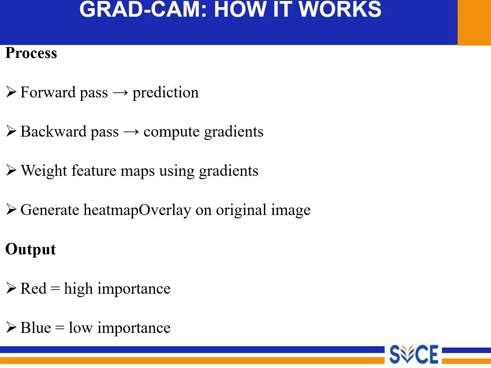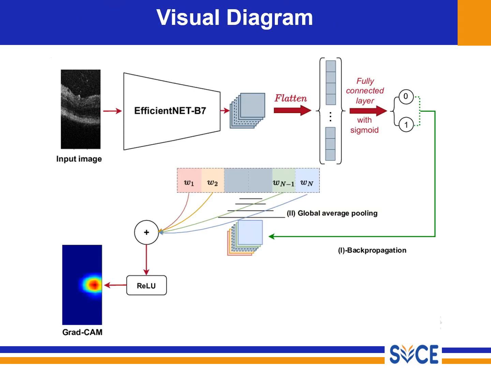In this heat map, the red regions indicate high importance, while the blue regions indicate low importance. This visual representation helps us clearly understand which part of the image influenced the model's decision. The process may seem complex, but the output is very intuitive and easy to interpret. See, this is it. Red regions indicate high importance, and blue regions indicate low importance.